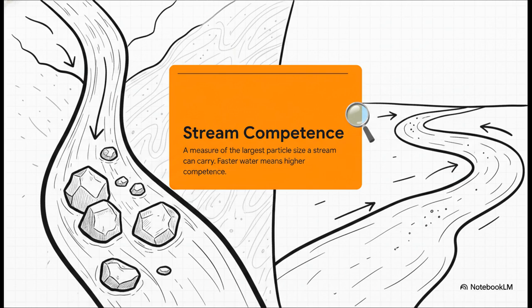It's pretty intuitive, right? A fast, raging mountain stream? Yeah, it can move boulders. But a slow, lazy, meandering river?